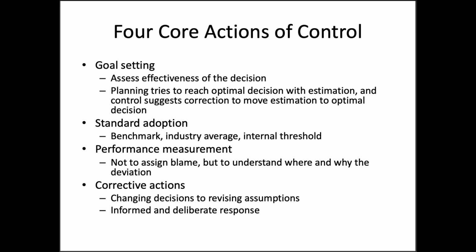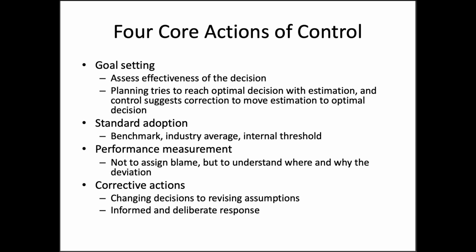The fourth action is corrective action. When deviations are identified, managers must decide how to respond. Corrective actions may include adjusting prices, changing marketing expense, revising production levels, or revisiting assumptions to figure out why the deviation occurred. Importantly, not all deviations require immediate correction. Some reflect acceptable risk or strategic trade-offs. The key is informed and deliberate response.